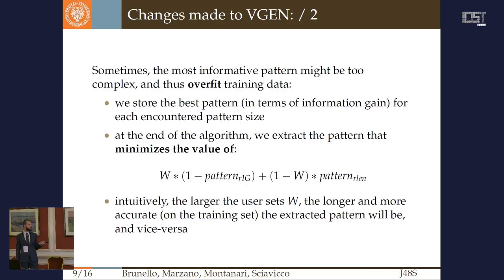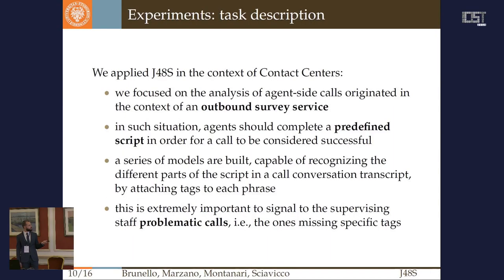What happens here? Well, intuitively, the larger the user sets W, which is a value comprised between 0 and 1, the longer and more accurate on a training set the extracted pattern will be, and vice versa. Of course, different domains require different values of W.